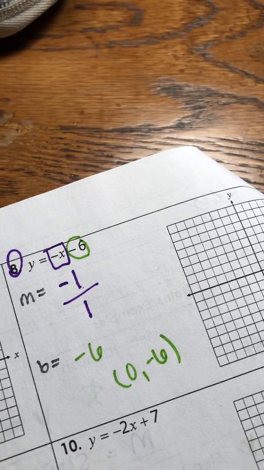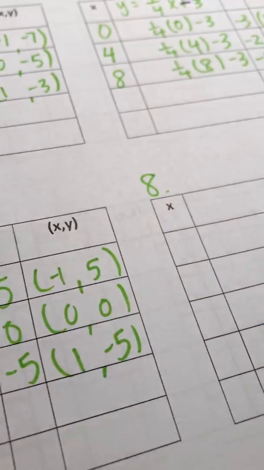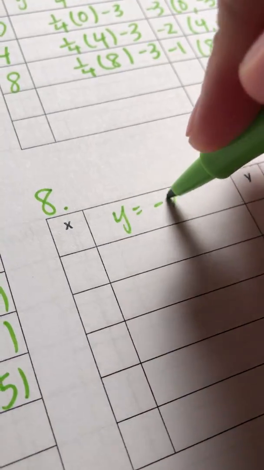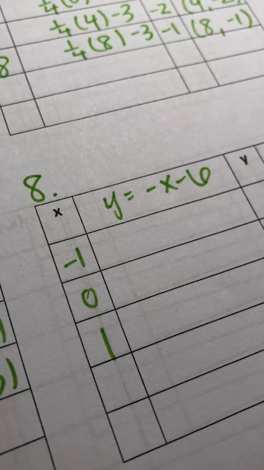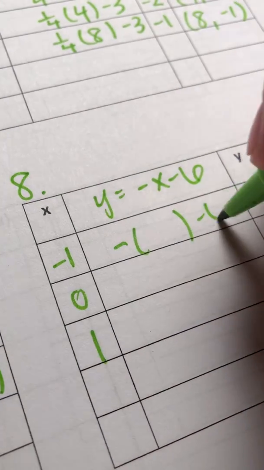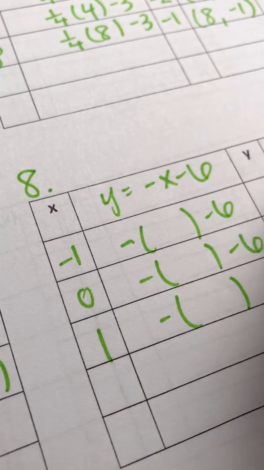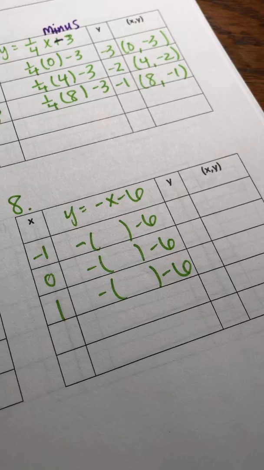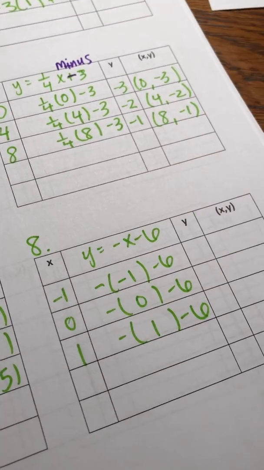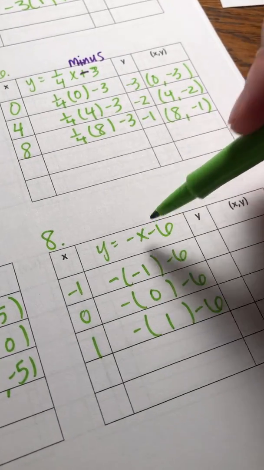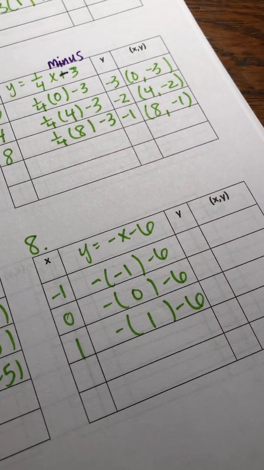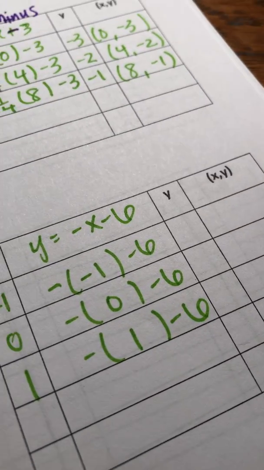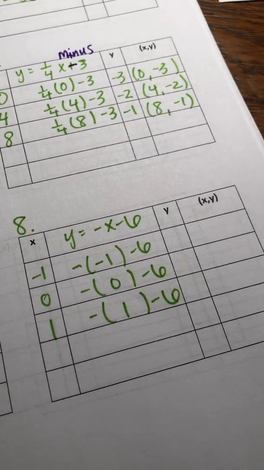And then I'm not going to graph this one for you, but I do want to show you the setup of the table. So for number 8, we have y equals negative x minus 6. And again, I'm going to use my negative 1, 0, 1 for these because we have integers. We don't have any fractions. So when you're inputting your x values into your table, you just want to make sure that we're still keeping the multiplication because we have a negative x. I just put the x values in parentheses like I normally do in the table anyway. But we want to make sure we don't mix up any of the signs there. Okay, so there's your setup for number 8.